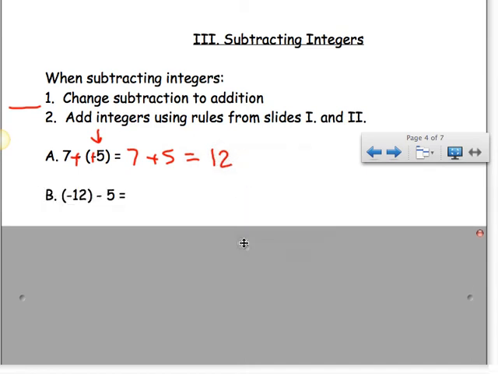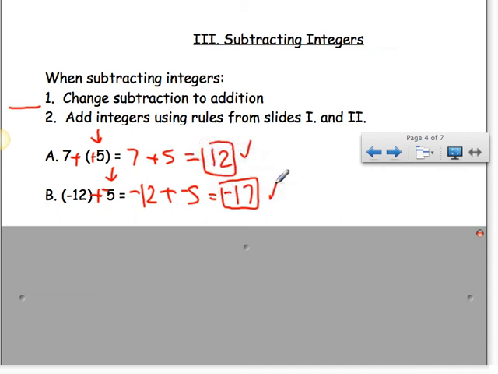Another example, I have negative 12 minus 5. Again, I'm going to change the subtraction to addition. And I'm going to change the sign of the second number. This time, since 5 is positive, now it becomes negative 5. And so I'll rewrite the problem as negative 12 plus negative 5. I have 2 negatives, so I'm going to add the numbers and keep the sign. Negative 12 plus negative 5 is 17, and since they're both negative, my answer is negative 17.